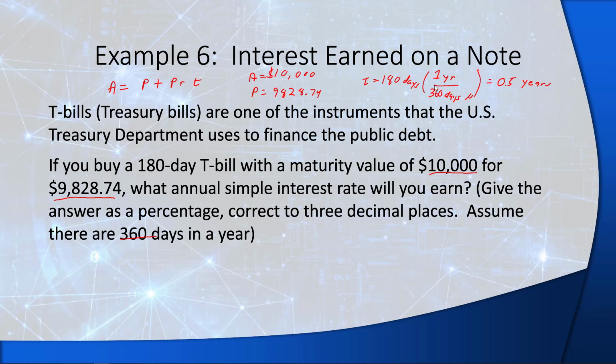Okay, so we have A, we have P, we have T, and we can now figure out what R is. So we can start off with $10,000 is equal to 9828.74 plus 9828.74 times the interest rate R times the time duration, which is 0.5 years. Okay, so we can subtract 9828.74 from both sides.